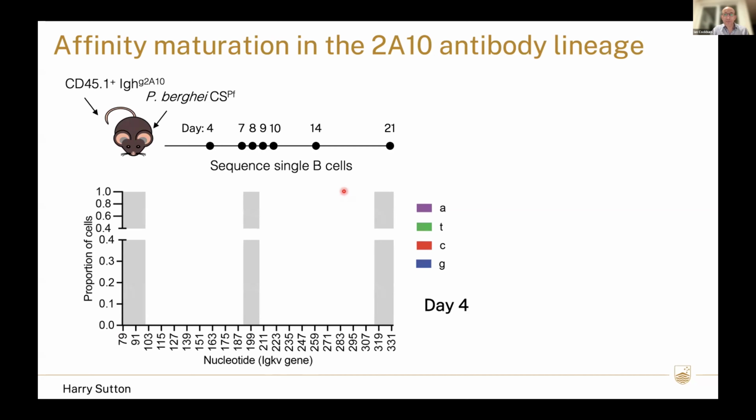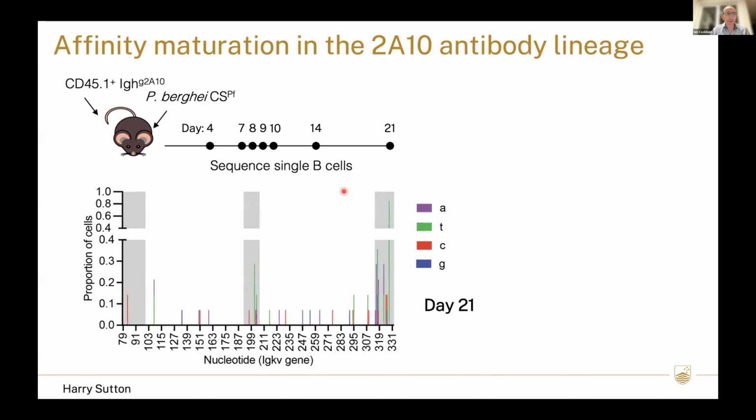And if you follow these sequences over time, at day 4, you have no mutation. By day 7, you see a mutation in the CDR3 of the light chain, which has swept through by day 8. And then you see a number of other mutations emerging over time. Notably, there's a glutamine mutation at position 106. So the light chain CDR3 looks like this.